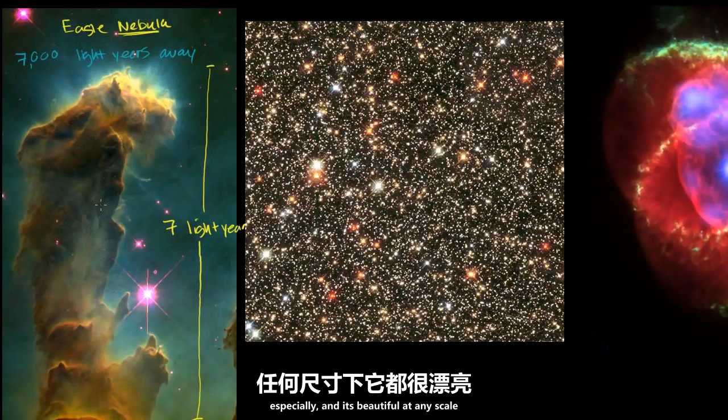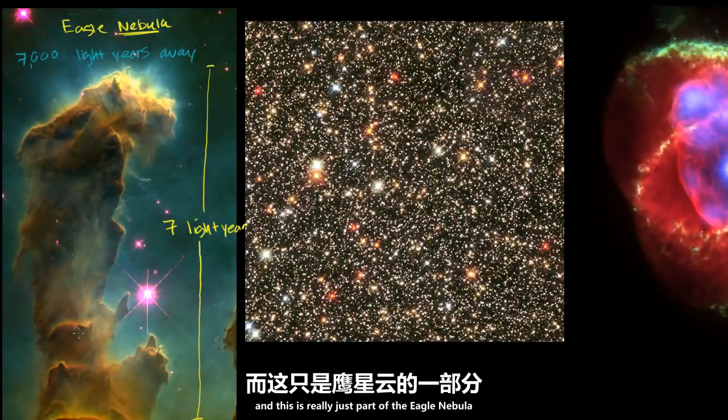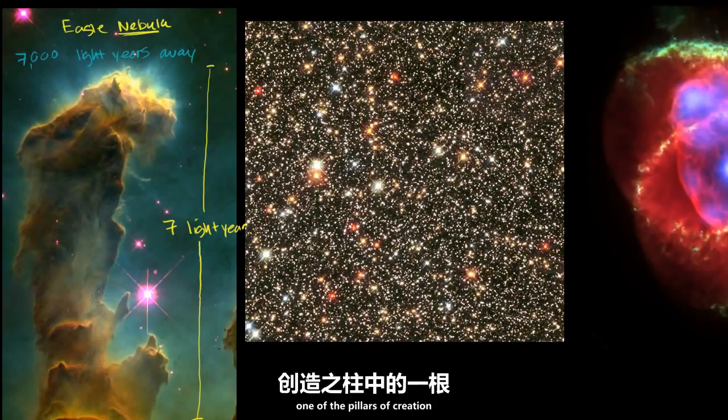It's beautiful at any scale, but it's even more mind-blowing when you think that this is a structure that is 7 light years tall. And this is really just part of the Eagle Nebula, one of the pillars of creation.